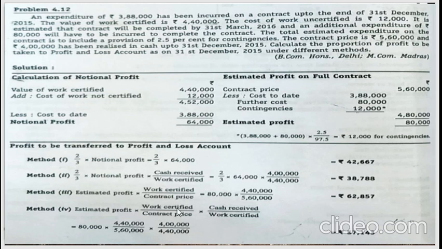Estimated profit into work certified divided by contract price. So estimated profit is 80,000. So estimated profit 80,000 into 4,40,000 divided by 5,60,000, which is your contract price. You will be getting approximately rupees 62,857. So the next method, estimated profit into work certified divided by contract price into cash ratio.